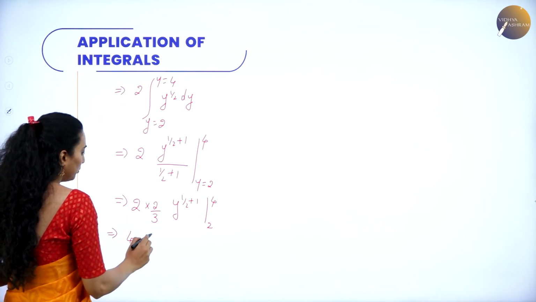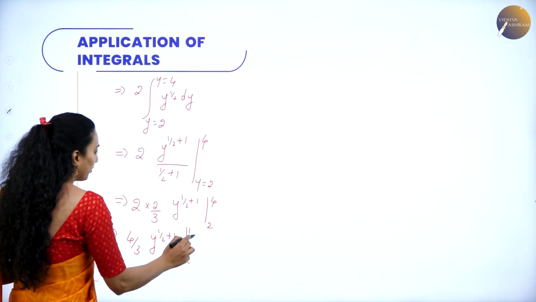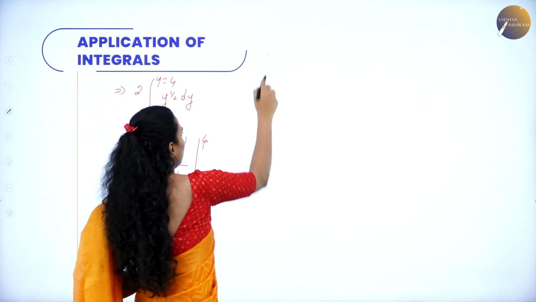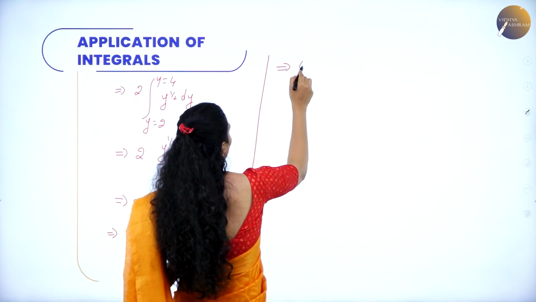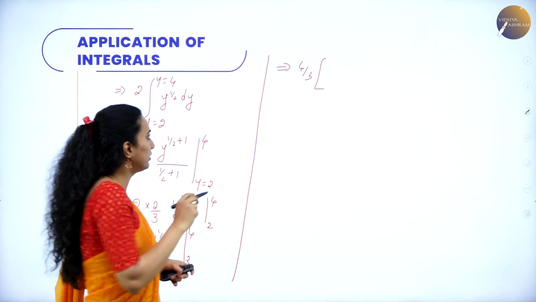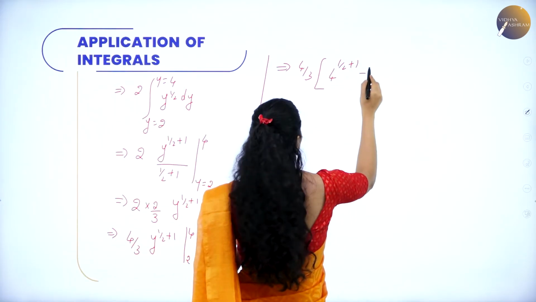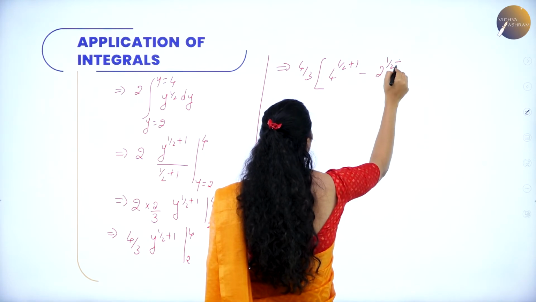4 by 3 into y to the power of 1 by 2 plus 1 from the limit 2 to 4. Now you can apply the limit, dear students. Now which implies 4 by 3 into, see, y to the power of 1 by 2. Apply the upper limit first, which is 4 to the power of 1 by 2 plus 1. You know already how to take. Apply the lower limit, 2 to the power of 1 by 2 plus 1.